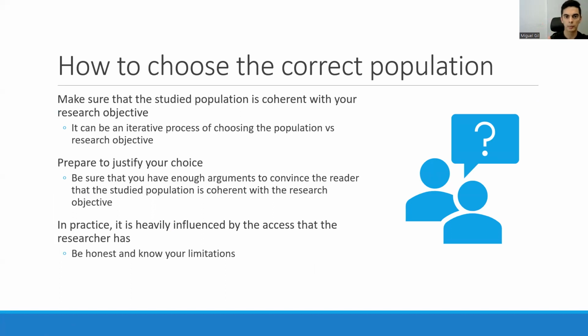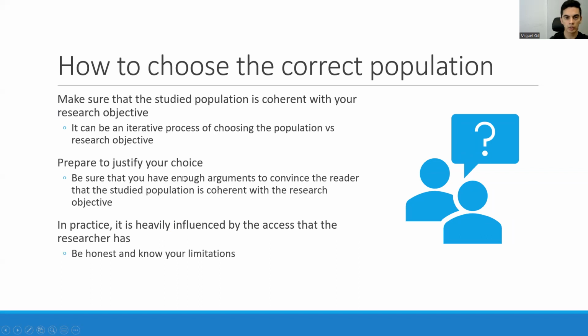So here are some tips for you to define the correct population. So first, make sure that the studied population is coherent with your research objective. So for example, if your research question is, I want to study the impact of the salary on football performance, the amount that players receive as their salaries. So in that case, your population should contain only professional football players, right? Because they get paid. So in that sense, you need to make sure that your population is coherent.